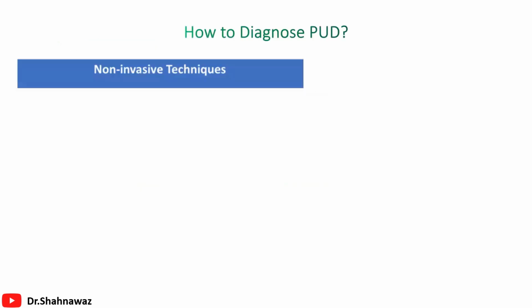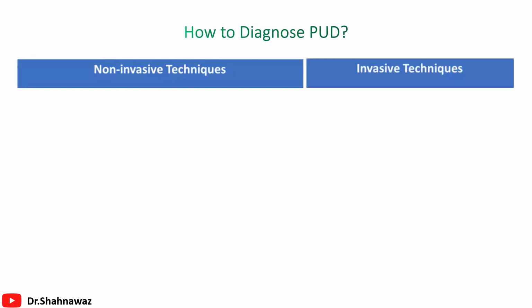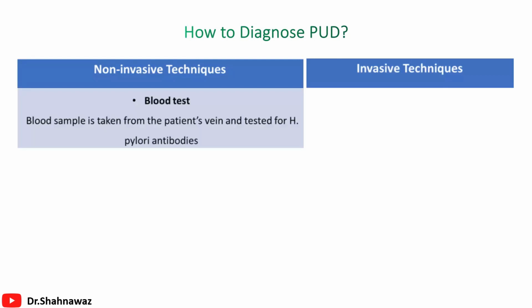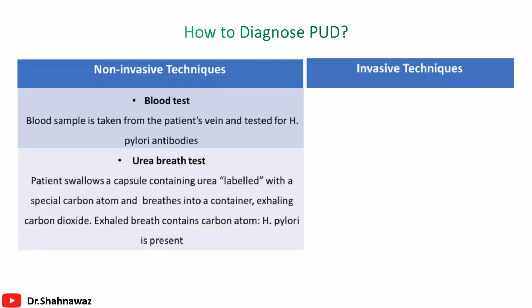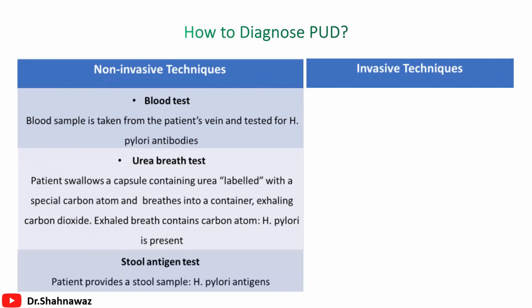At the end, we should know how we diagnose PUD, with non-invasive and invasive techniques. The non-invasive techniques could be the blood test, where a blood sample is taken from the patient and tested for H. pylori antibodies. In the urease breath test, the patient ingests a capsule labeled with a carbon atom, and when the exhaled breath contains the carbon atom, we know that H. pylori is present. In the stool antigen test, the patient provides a stool sample to detect H. pylori antigens.